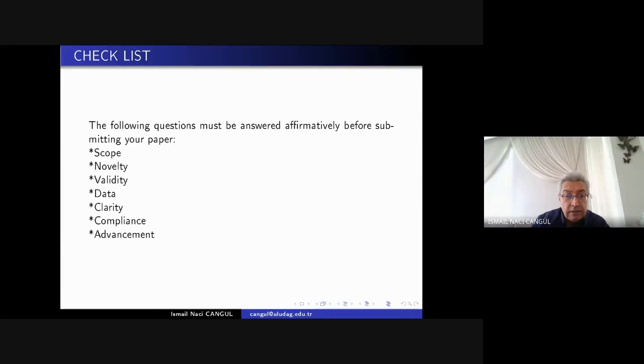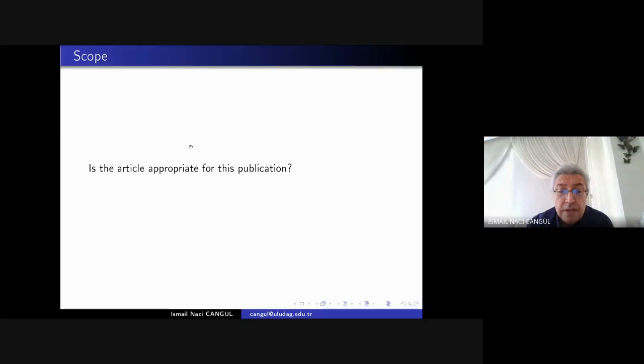Checklist before the end. The following questions must be answered affirmatively before submitting your paper. Scope. Is the article appropriate for this publication? That's the main thing. Nowadays some journals have pages or online tools to select which publication of this publishing house is better. For example, in Springer, you have to go and search.